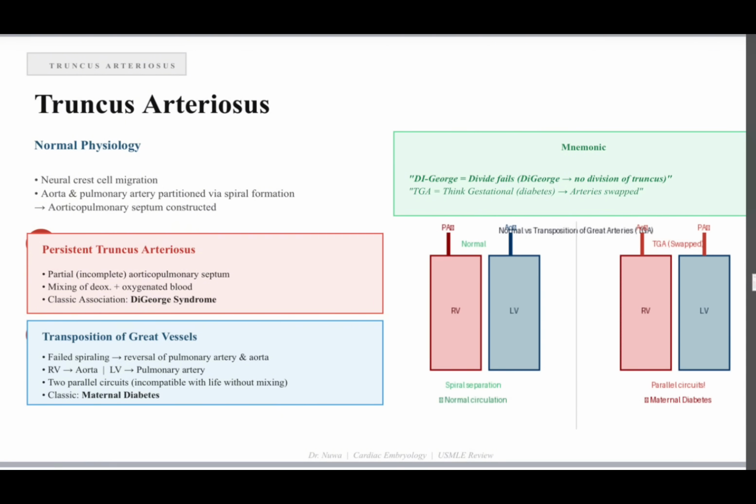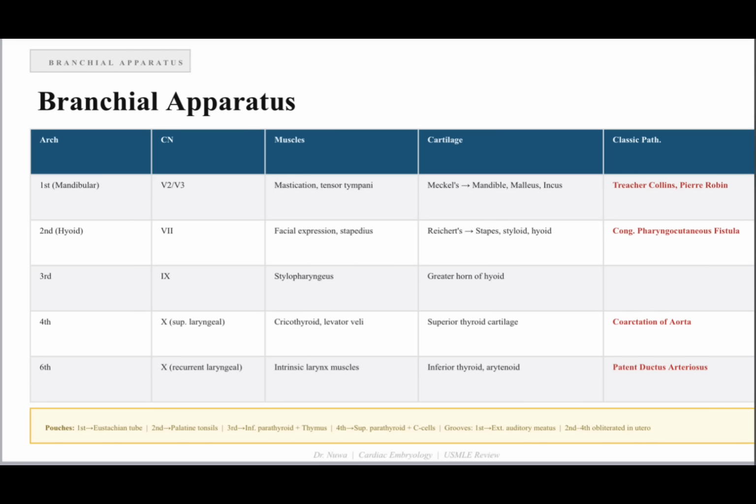Complete failure of that spiral gives you transposition of the great arteries. Right ventricle pumps to the aorta, left ventricle pumps to the lungs, 2 parallel circuits, incompatible with life without mixing. Classic association, maternal diabetes. Last one, branchial apparatus.